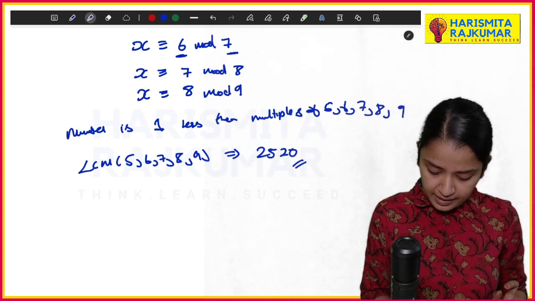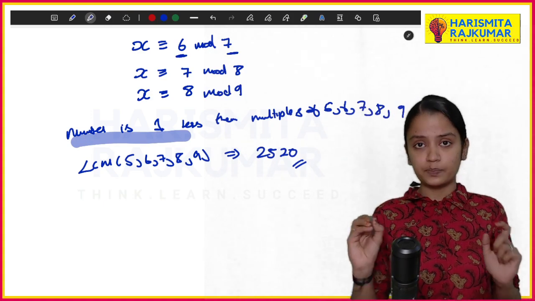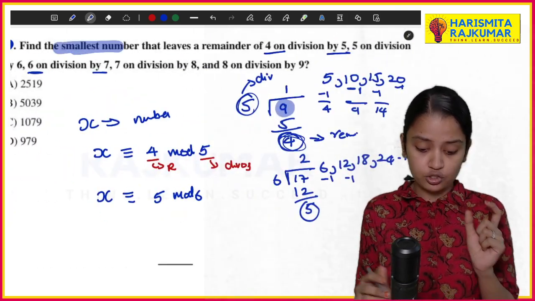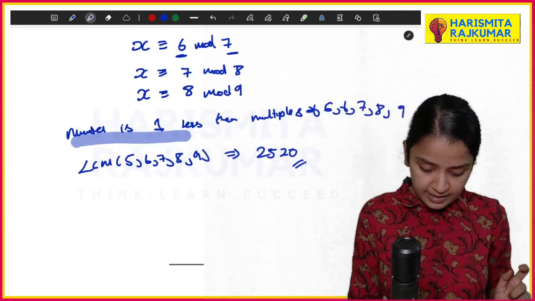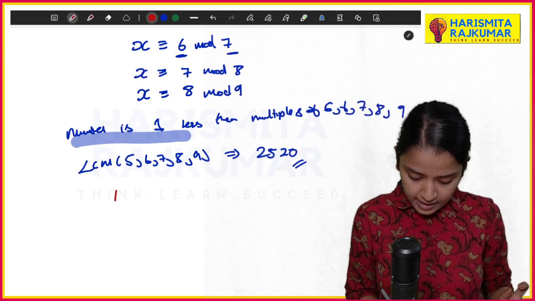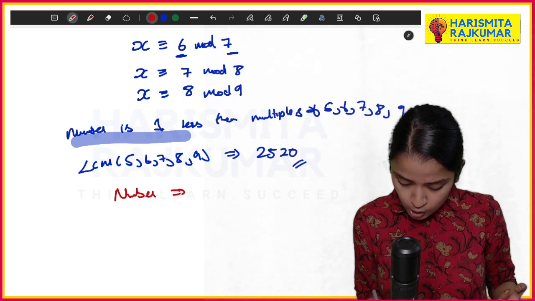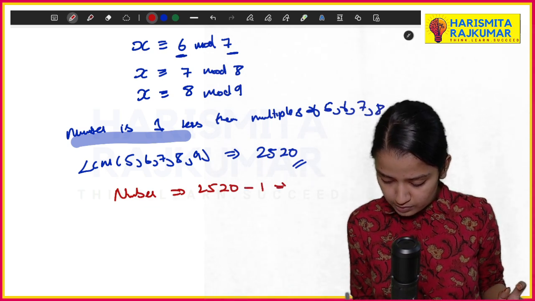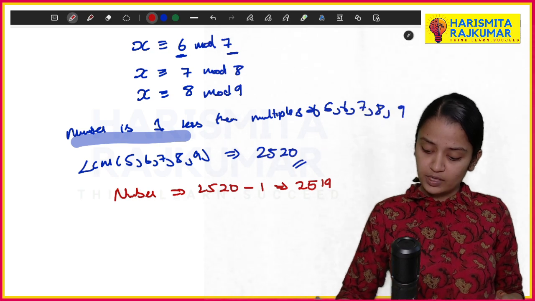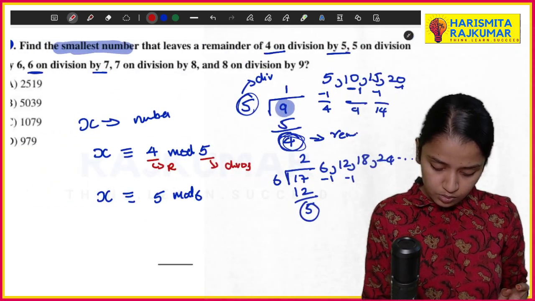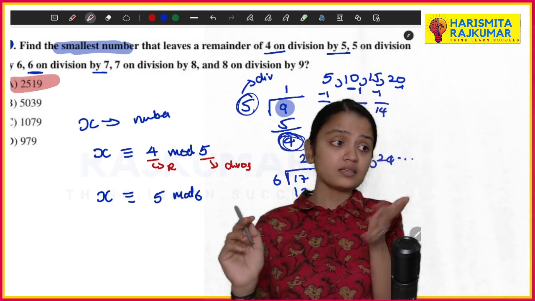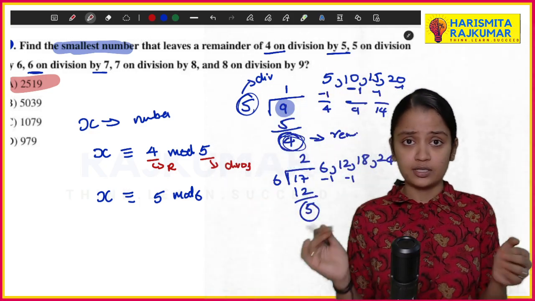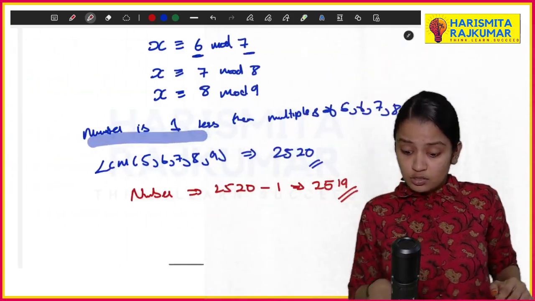Since the number is 1 less than the multiples, and they ask for the smallest number, just make sure of that. Our number will be 1 less than the LCM, so the number will be 2520 minus 1, which is 2519. So that will be our number, 1 less than the smallest common multiple of all. If you want to find the multiples of everything, you have to find the LCM only. That is what gives you the smallest number.